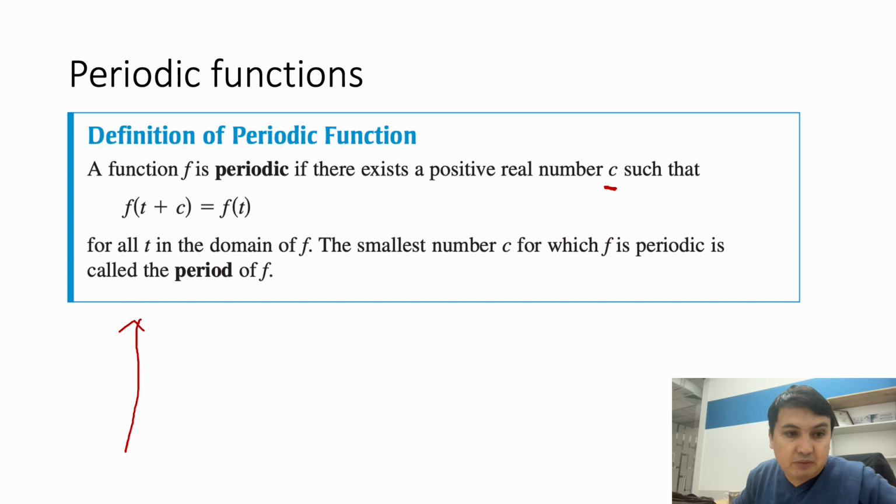So let me try to sketch. Let's say that you have some sort of function, maybe it could be somewhat linear, and then it kind of repeats itself, right?